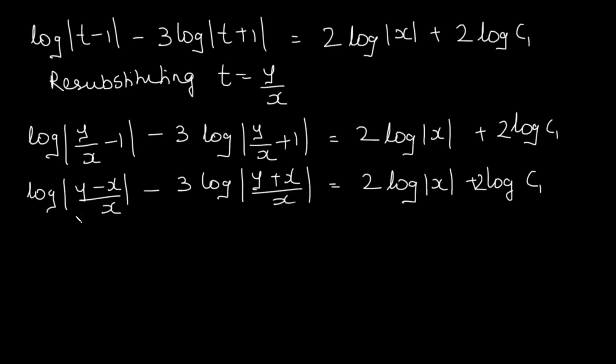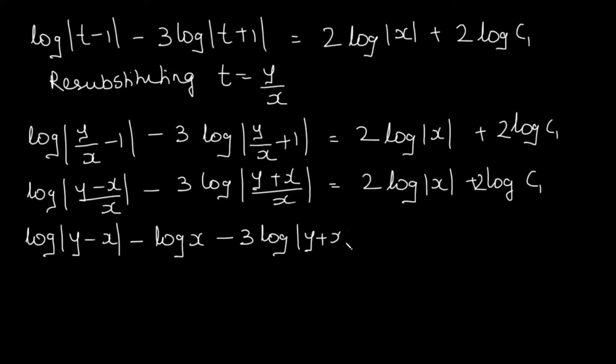Next we are going to separate out the logs like we did in the previous sum. So log of y minus x upon x becomes log of y minus x minus log x, minus 3 log y plus x minus 3 log x. But then because of this minus sign it becomes plus 3 log x.